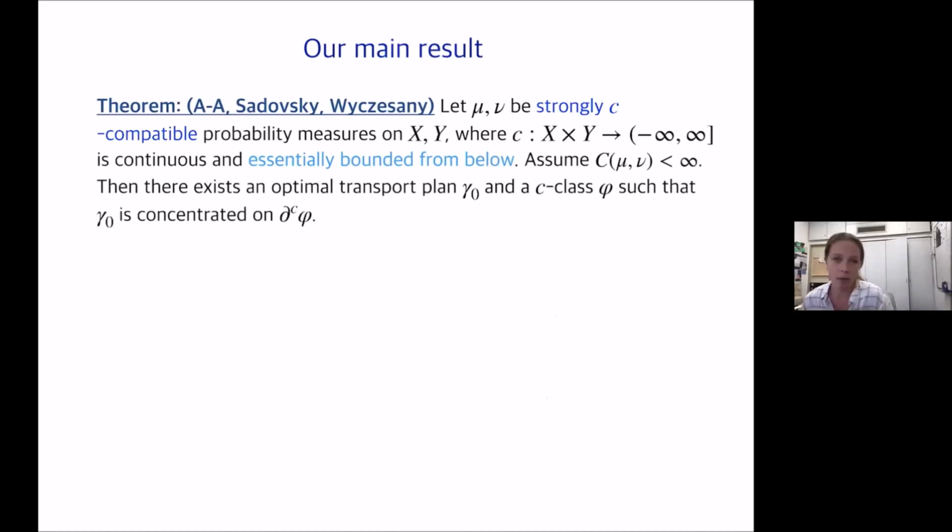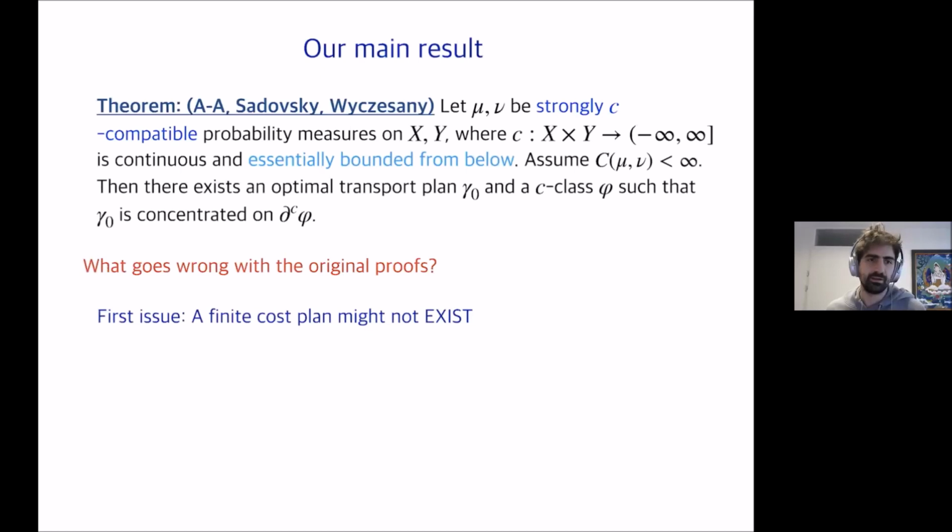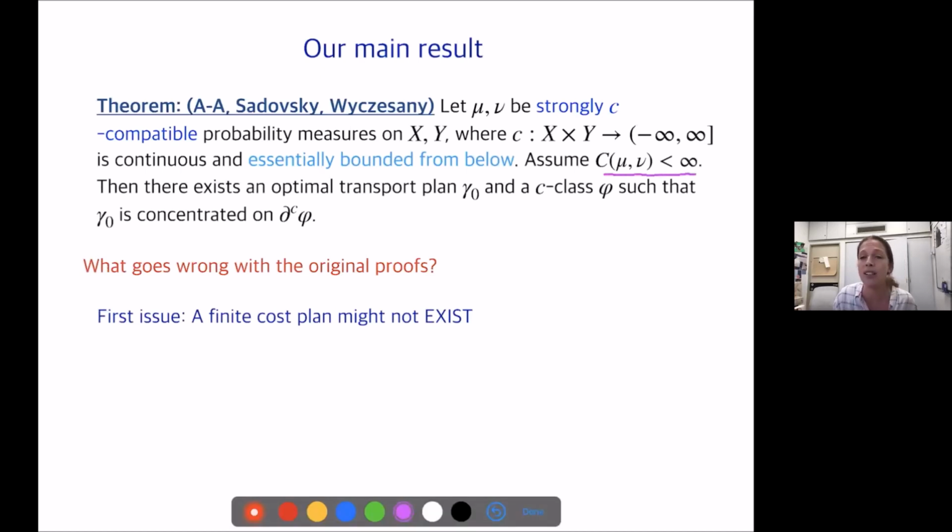Okay, so let's talk about this theorem. This is the main object of this talk. Let's discuss first what goes wrong with the original proof, the proofs for the traditional cost, the Rockafellar or Rüschendorf type proofs. So first of all, the first issue, which is really a non-issue the way I stated the theorem, is that sometimes finite cost plans just don't exist. Sometimes the obstacles are so big that you just cannot find a finite cost plan mapping one measure to the other. But here I assume that there is a finite cost plan. So this is not really a problem for us at the moment, but we'll get back to this.